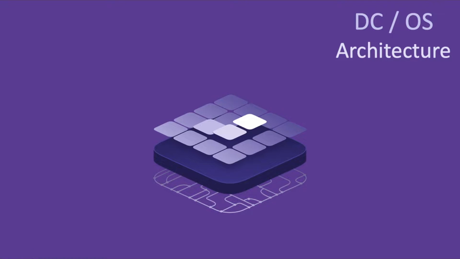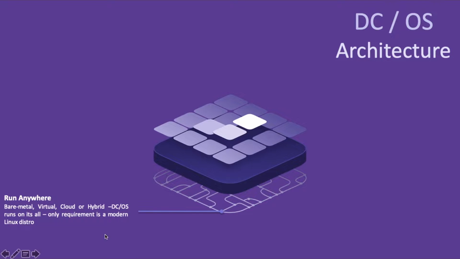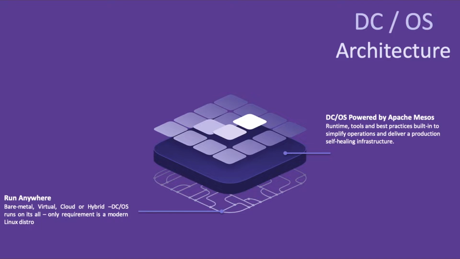In the case of DCOS, the first is the base layer. DCOS can run anywhere, whether bare metal, virtual, or cloud, and hybrid cloud solutions can also coexist with the DCOS deployment. The middle layer is Apache Mesos. It's the runtime where all your tools or engines work for maintaining DCOS. It has features like self-healing, scale in, scale out, and all these features on the DCOS Mesos layer.